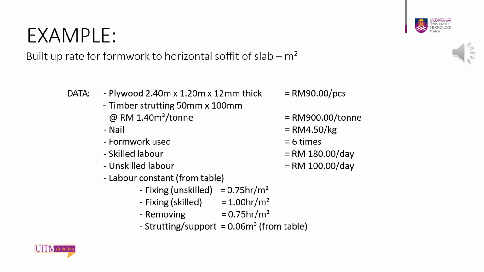For labor, skilled workers are priced at 180 ringgit per day, and unskilled workers at 100 ringgit per day. Finally, labor constants from the tables are included: 0.75 hours per square meter for unskilled fixing, 1.0 hour per square meter for skilled fixing, 0.75 hours per square meter for removal, and 0.06 cubic meters of timber support per square meter based on earlier data. These inputs will be used to build up the complete formwork rate in the next steps.